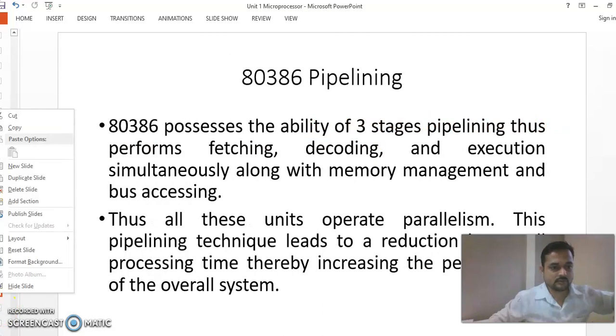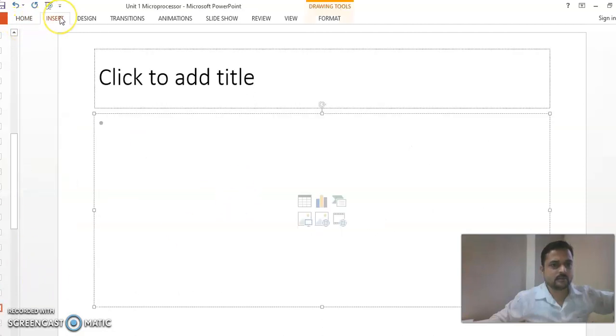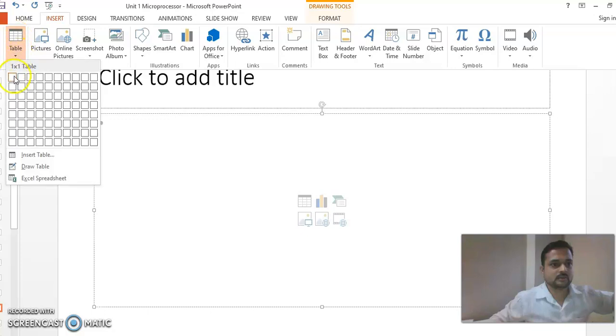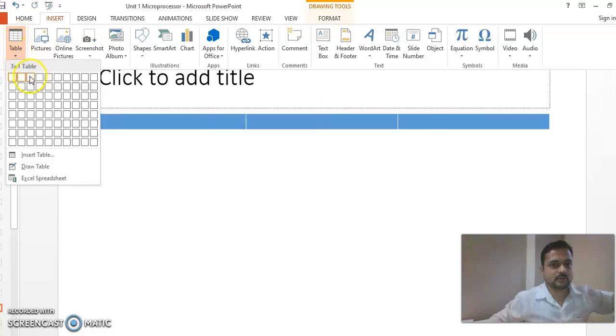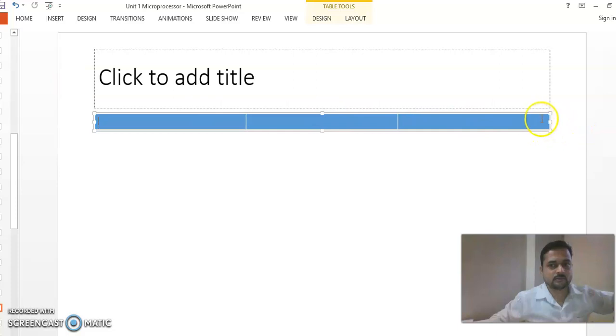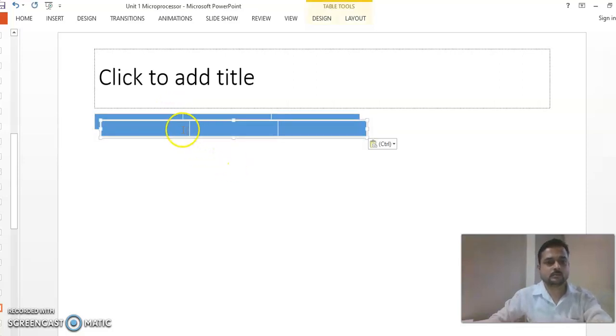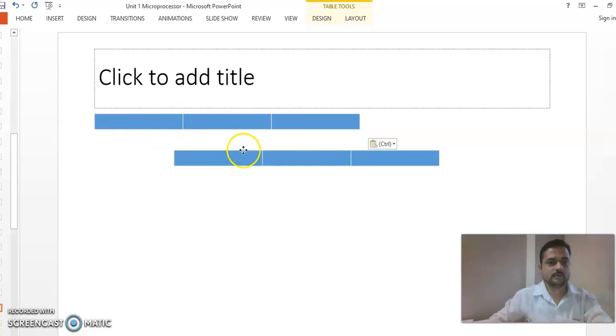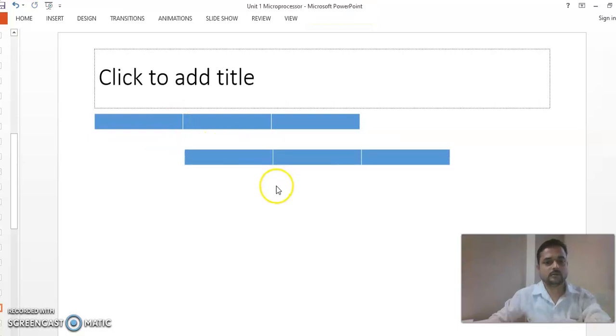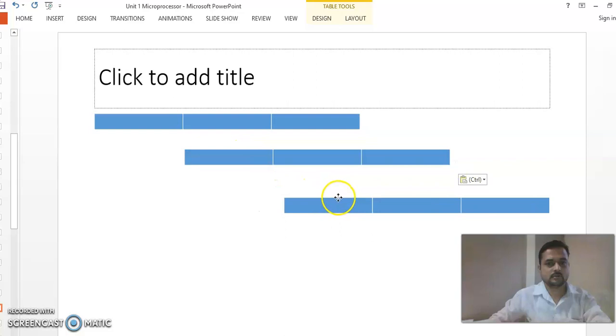So I will explain what is happening in 3-stage pipelining. Here we have three blocks: fetch, decode, execute. When the first instruction is being fetched, the second instruction is decoding, and the third instruction is executing.